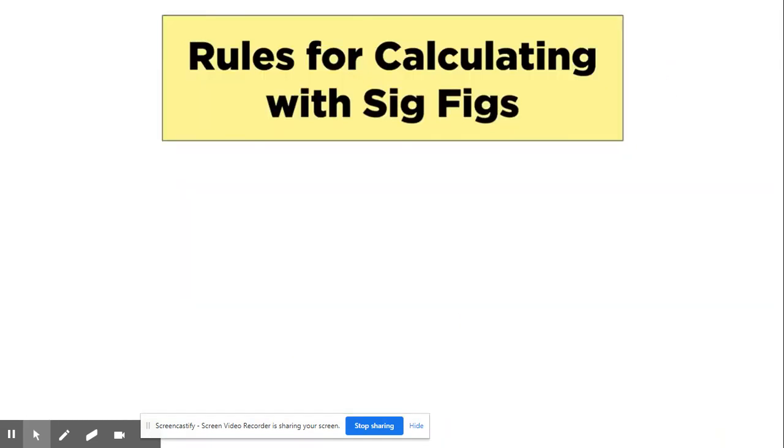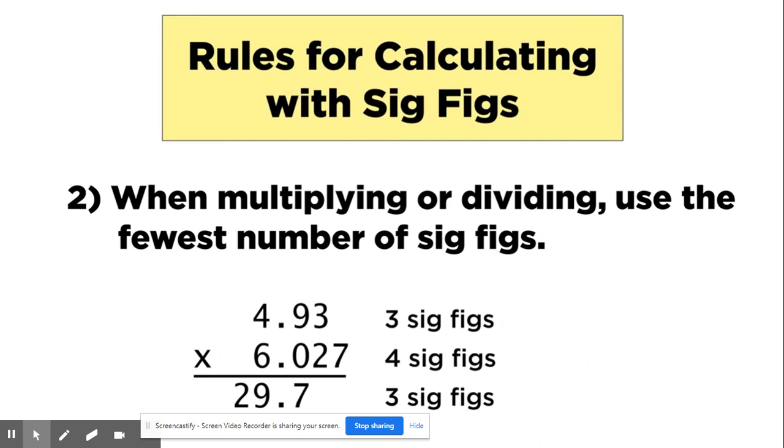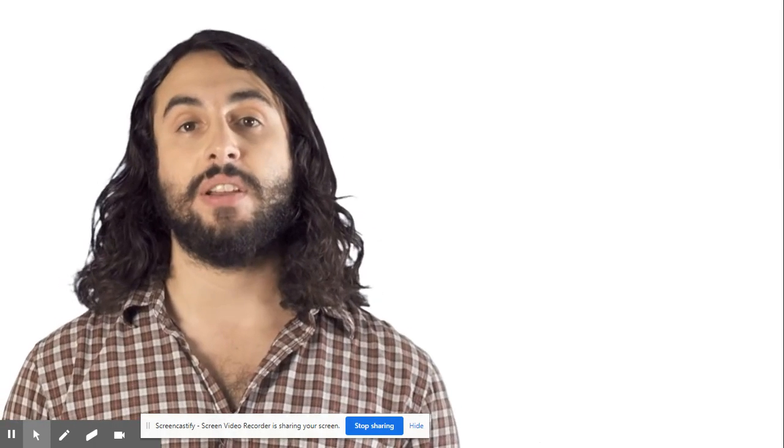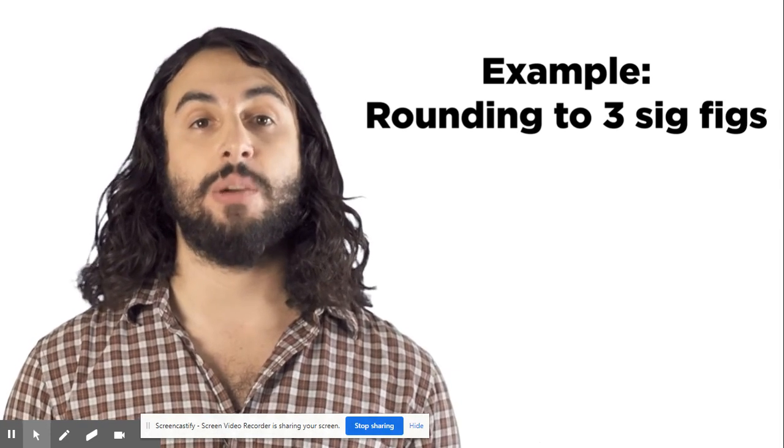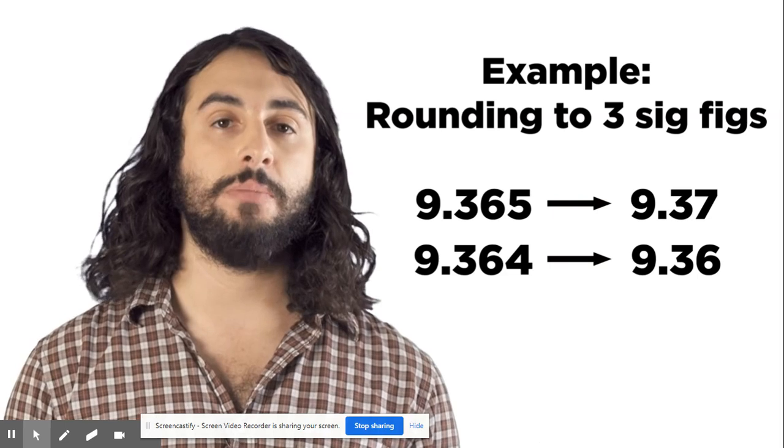When we do calculations, we have to pay attention to the number of sig figs. If we are adding or subtracting, our answer will have as many decimal places as the value with the least number of decimal places. If we are multiplying or dividing, our answer will have as many sig figs as the value with the least number of sig figs. Whatever our answer is, we will have to round up or down at the appropriate digit. 5 or higher means round up, 4 or below means round down. Let's check comprehension.